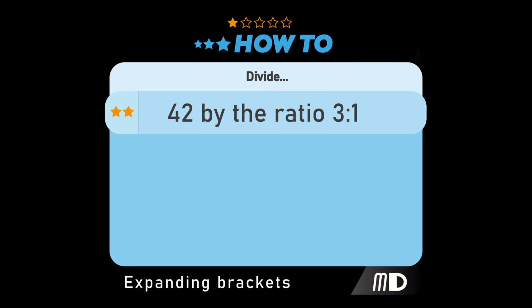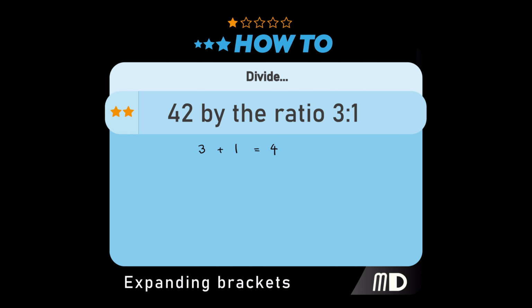To begin, we need to find the sum of the digits in the ratio. The ratio is 3 to 1, and 3 plus 1 is 4. So the sum of the digits in the ratio is 4.